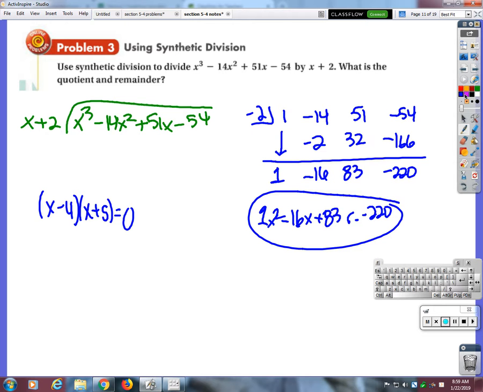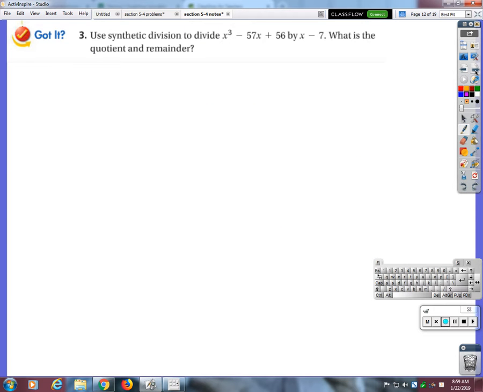Okay, now that you've seen it once, let's play again. Hopefully you'll understand what I'm doing. It says use synthetic division to divide x cubed minus 57x plus 56 by x minus 7. All right, first of all, if I'm dividing by x minus 7, what goes in the box?